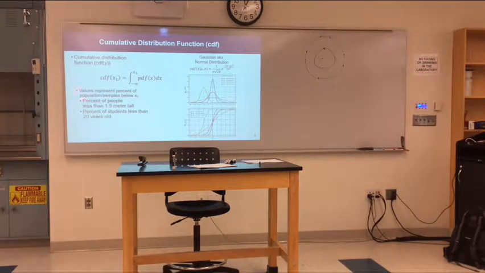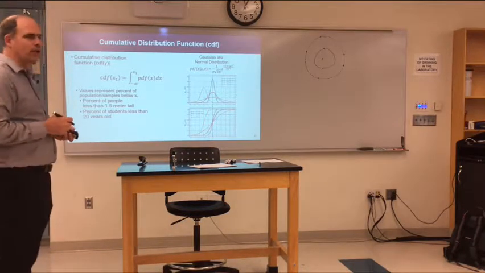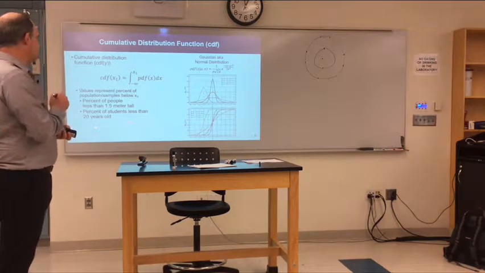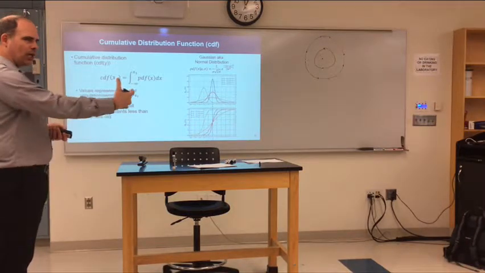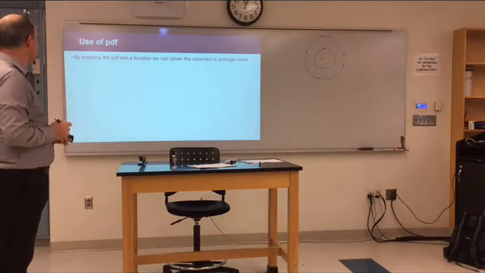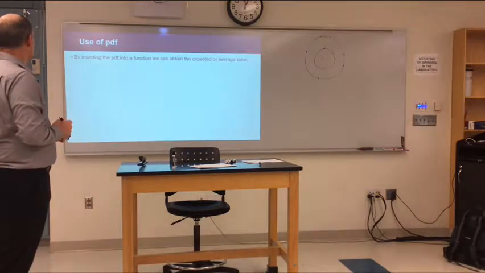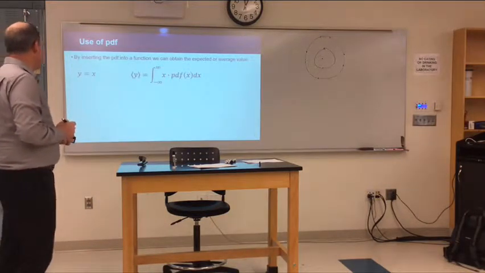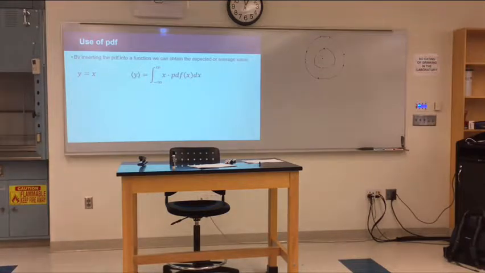Yeah, so examples of this would be people less than 1.5 meters tall, percent of students less than 20 years old. It's some value, and then you're counting everything that's less than that. Okay, so we can use probability distribution functions to find what are called expectation values. So let's say y is equal to x, and we want to know what the average y value is. And x is we have a probability distribution function for x.